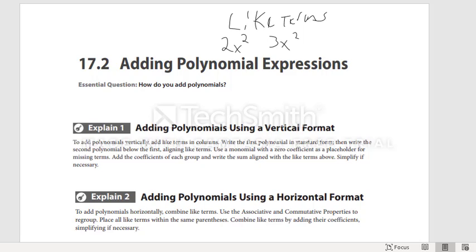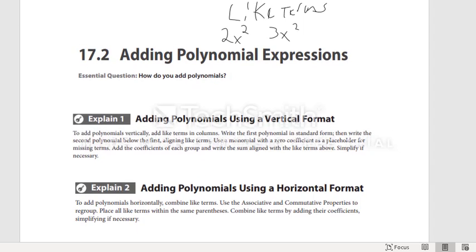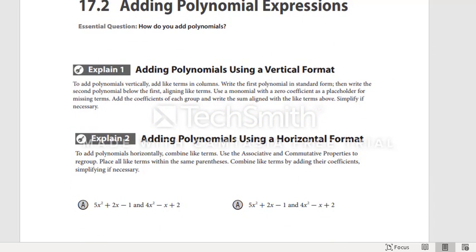We have to pay attention to that. That's one of the key ideas. Also remember, the number out in front is the coefficient. So when we add these polynomials, there are two main methods. You can do it vertically, you can do it horizontally. If we're going to do it vertically, we have to line them up in columns, make sure they're in standard form, write the next one below it, and then combine any like terms. If there's a zero coefficient, you can use a placeholder for it.